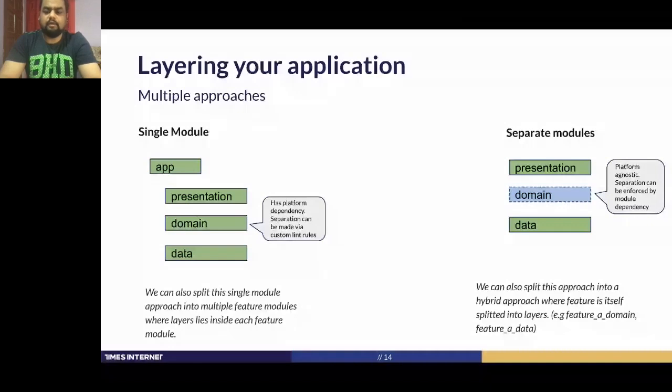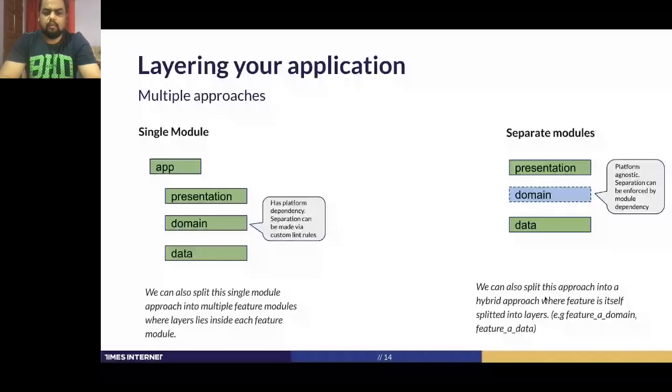With a separate module, the domain can be made platform agnostic, because I can have a Java module or a Kotlin module inside my project structure, which helps avoid any corruption by platform dependencies. This again can further be split into features. For example, you can have feature A domain, feature B data, feature B presentation. So there are multiple approaches to do that.